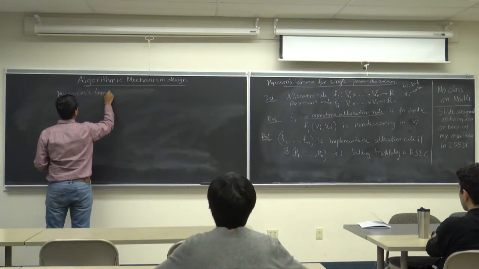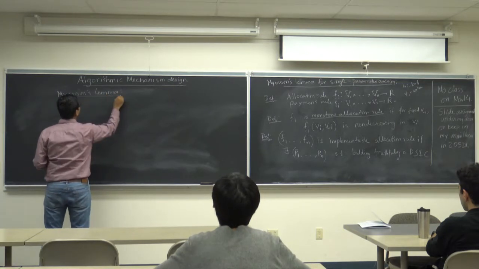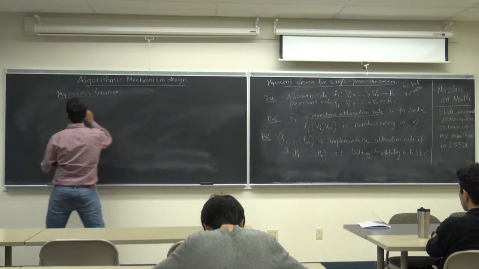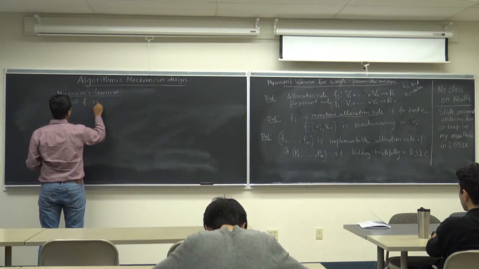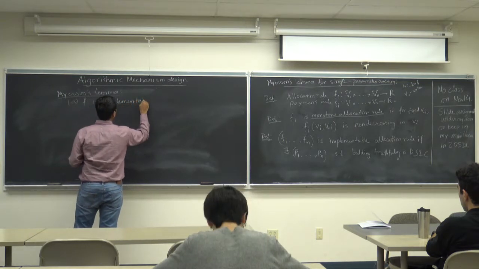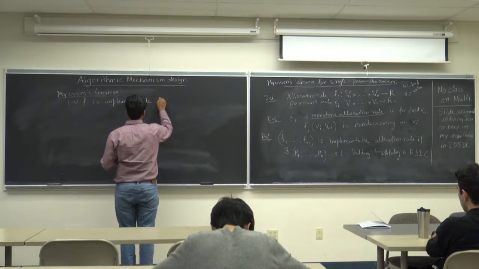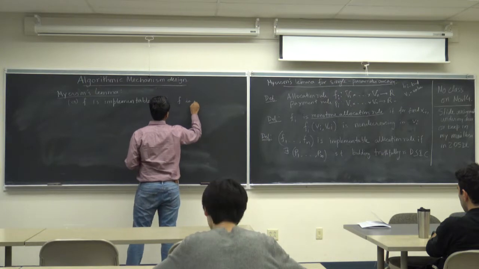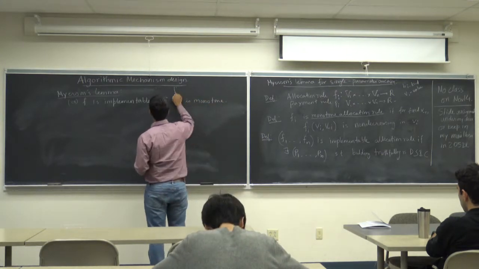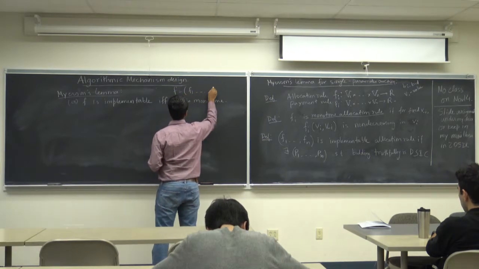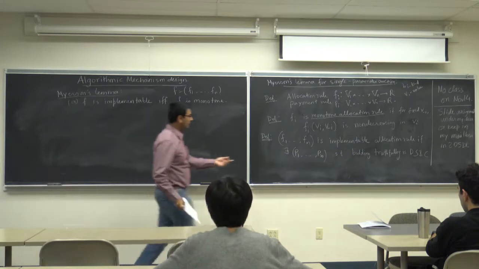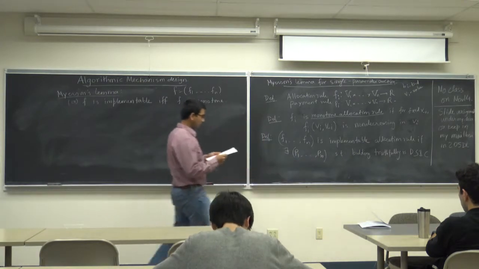So Myerson's lemma, which actually should be a theorem, but maybe it's a lemma, I don't know. Part A: F is implementable if and only if F is monotone. I'm considering F as the collection F1 to Fn, and same thing, I'll use P as a collection P1 to Pn, the payment rule.